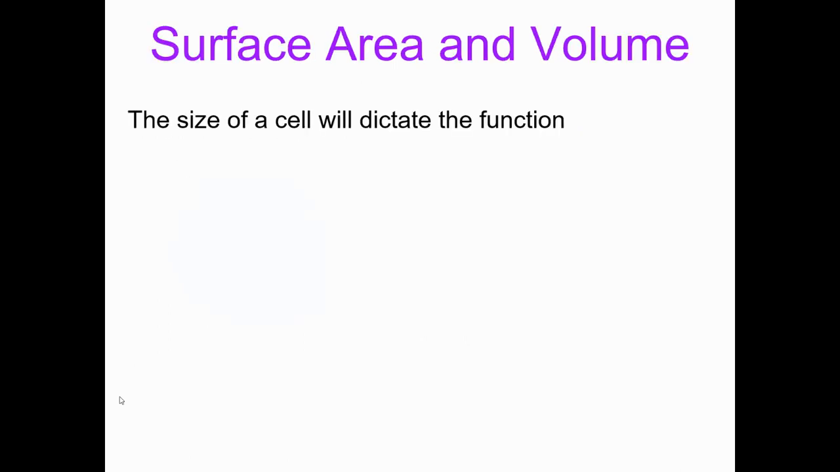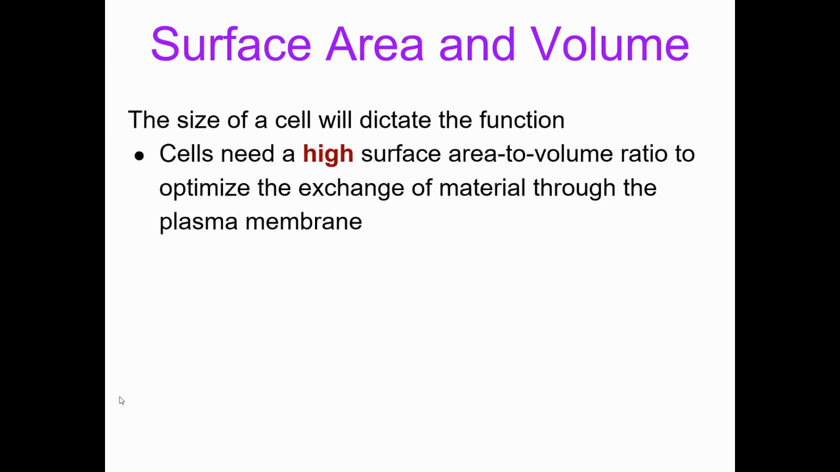So the size of a cell will dictate the function. Cells need a high surface area to volume ratio, like I said, in order to optimize that exchange of materials through the plasma membrane.